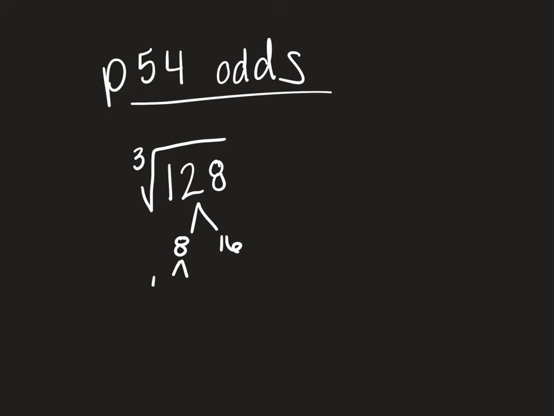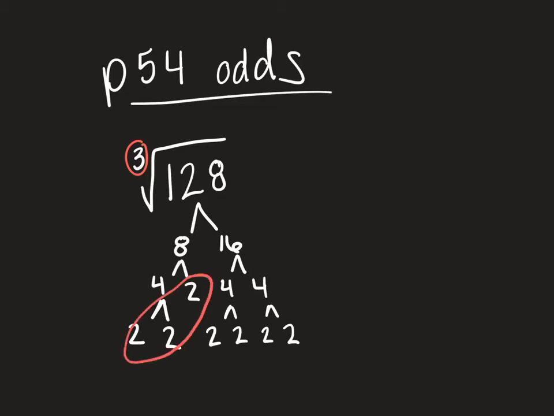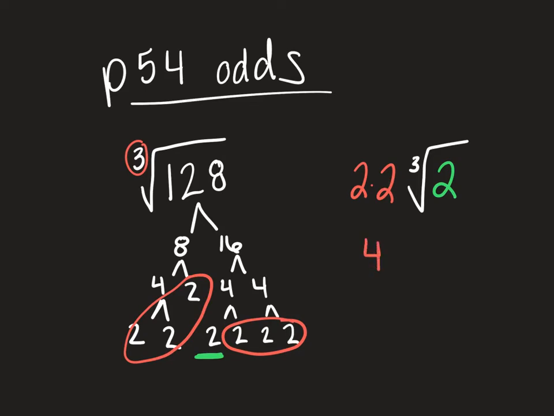Then 8 we can split into 4 and 2, and then we can do some 2's there. 16 we can do 4 and 4, which gives us 2 and 2 and 2 and 2. Since this is a cube root, we have to circle things in groups of 3. So I've got 3 there and 3 there, which means that this 2 is going to be left inside of my cube root. So there's my cube root. I'm going to put my 2 outside from one group, and since I circled 2 groups of 2's, the second 2 from the other group, and then I multiply those 2's together to give me a final answer of 4 times the cube root of 2.